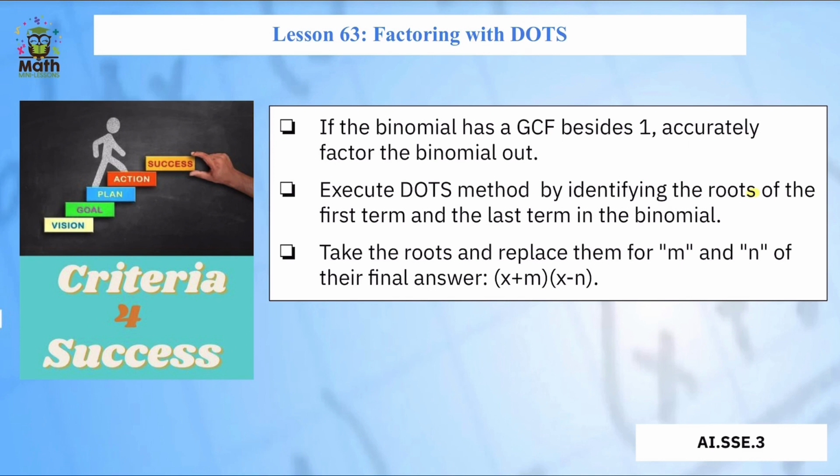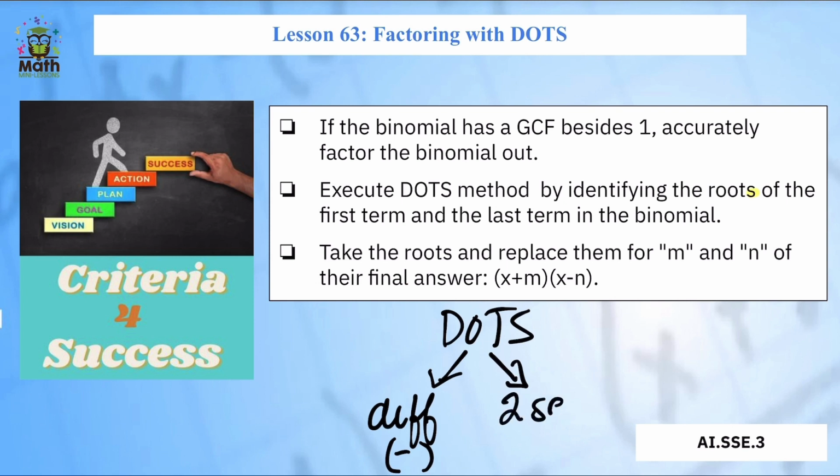Welcome to lesson 63, factoring with dots. We use this method when we find the difference, so subtraction, of two squares. So both numbers have to be squares.